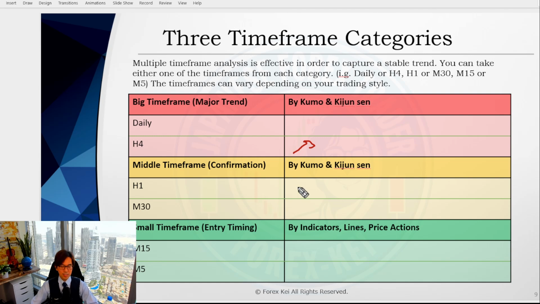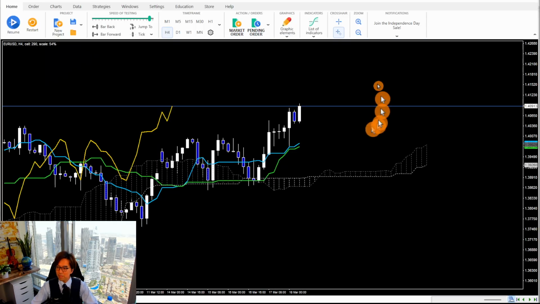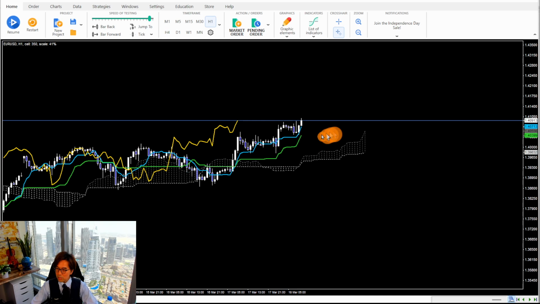If 1 hour is flat, then we have to wait until 1 hour turns bullish on Ichimoku, Kijun Sen, and Kumo. And most likely it's bullish because it broke the resistance, but let me see just in case. So 1 hour shows it's bullish too. Yeah, Kumo's up, Kijun Sen is up. So this is where I look for an entry timing in the 5-minute. Let me go down to the 5-minute chart.